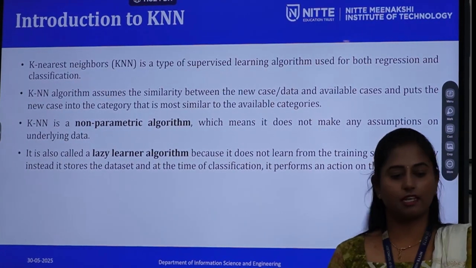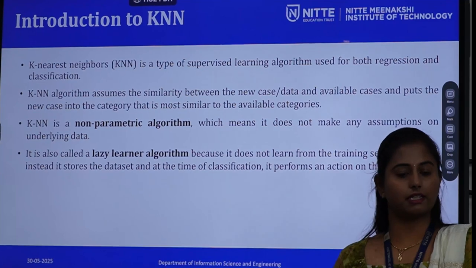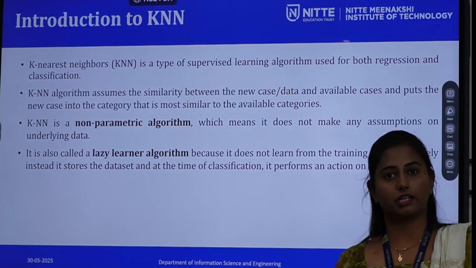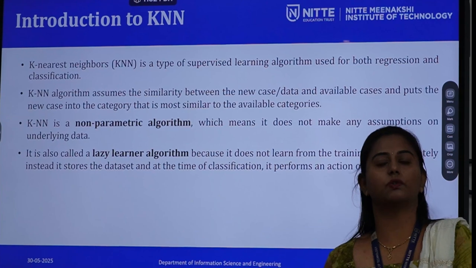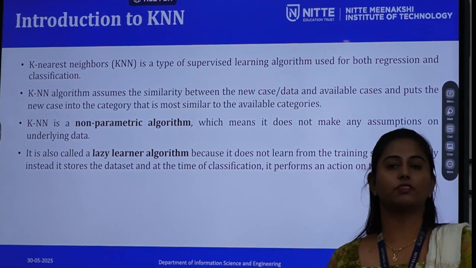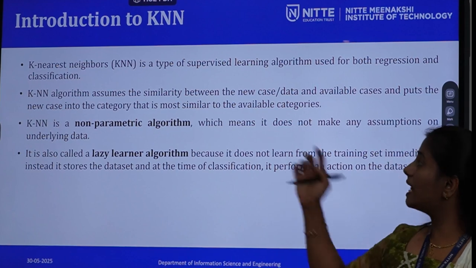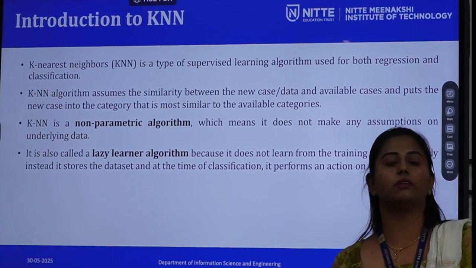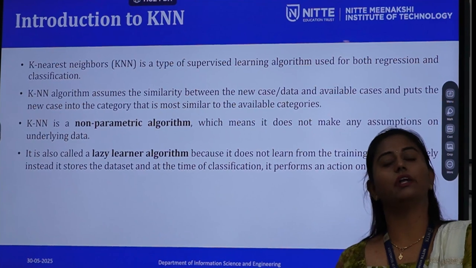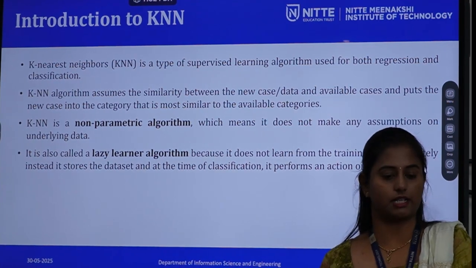The K-nearest neighbor is a type of supervised learning algorithm, as I already said, and it is used for both regression and classification, but mainly it is used for classification. The K-nearest neighbor algorithm uses a similarity index, where we check between the new data point and the already existing training data set.